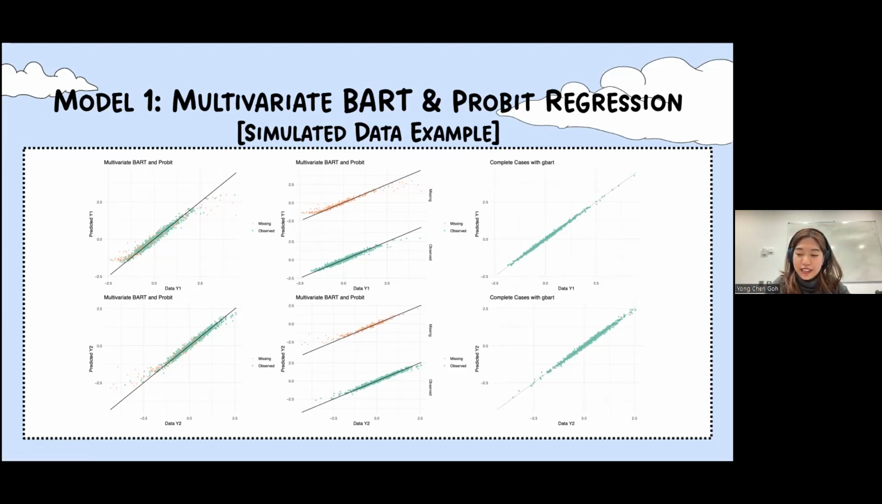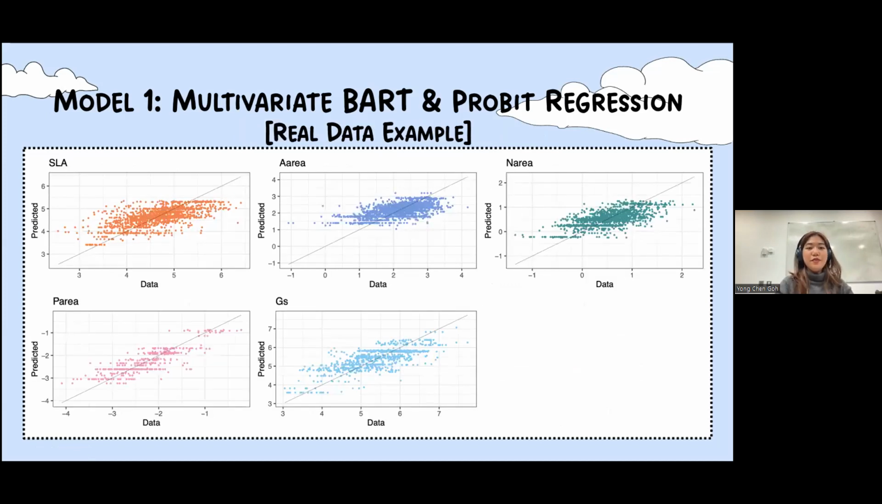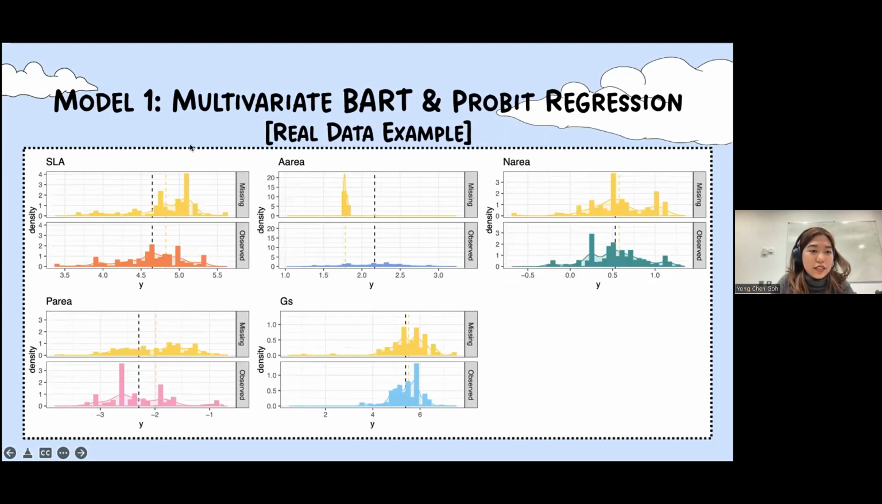I also ran this on the data set that I showed you before, the real data example. This is roughly what it looks like for the 5 response variables. These are the histograms of the predicted values for the observed and missing data. What we're trying to see here is if the missing data has a slightly different distribution to the observed data. The yellow line here is roughly the mean of the missing data, and the black line is roughly the mean of the observed data.